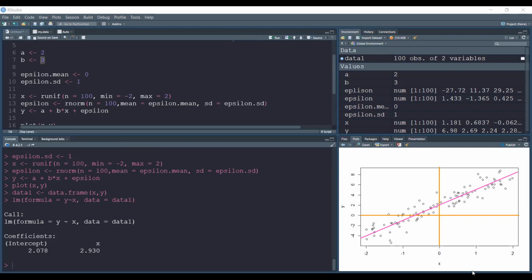Okay. So we've fit our model. We have fit our model, and we don't quite get an intercept of 2, but it's quite close to 2. And we don't quite get a slope of 3, but again, to one significant figure, it is certainly close enough.